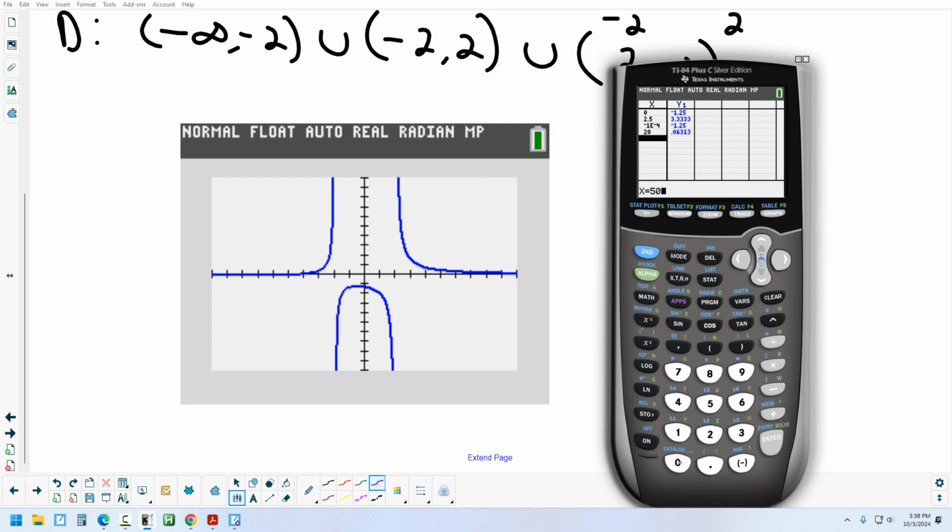20.06, 50.02, 500.002. So we're getting close to 0, but does it look like we're going to reach it? No, you're not going to reach it. So it gets down to 0. Let's check the other side too.